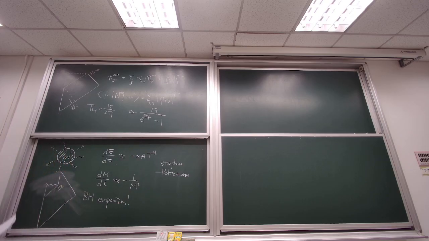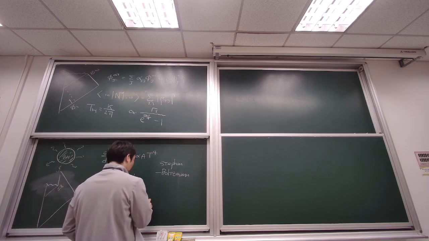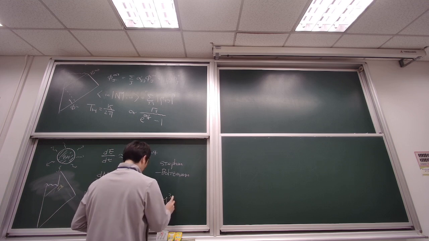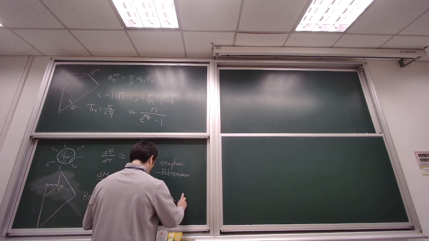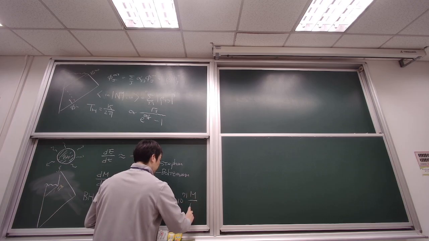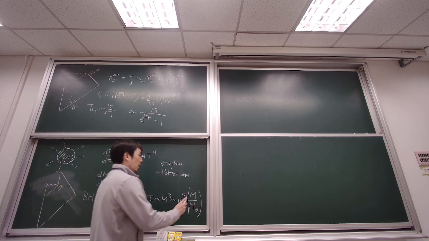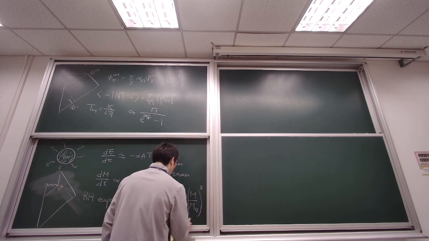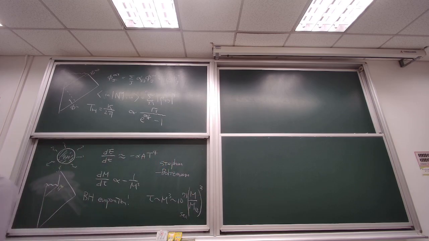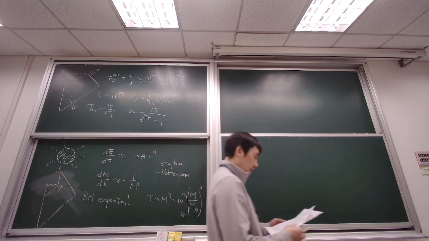So the lifetime is roughly proportional to M cubed, and it's a super long time. Even for a black hole of solar mass, it will take a huge amount of time. I don't know how long exactly. Anyway, a huge amount of time. But if you just keep applying this Hawking argument, the black hole can evaporate.